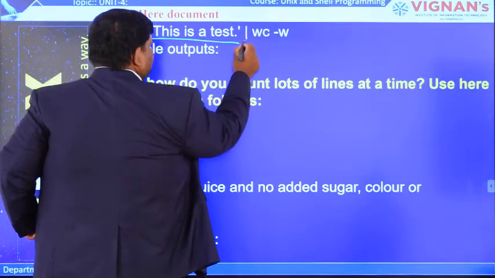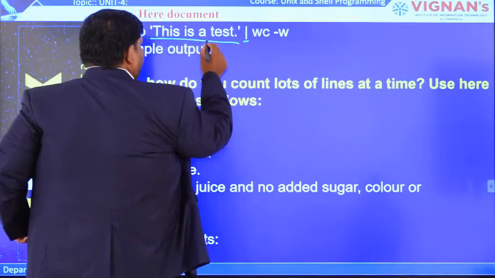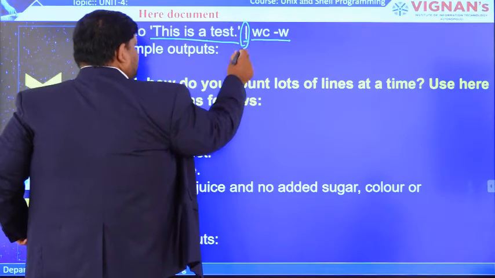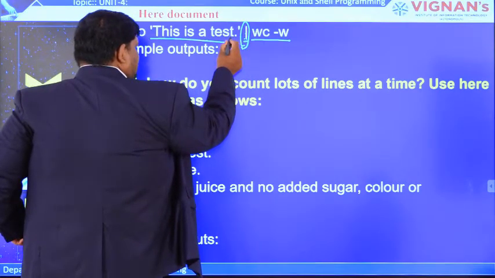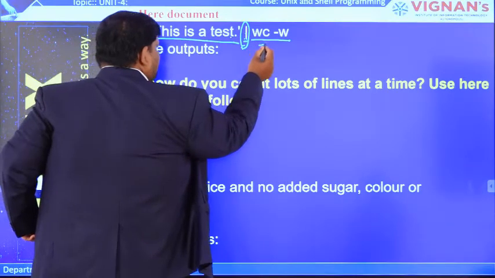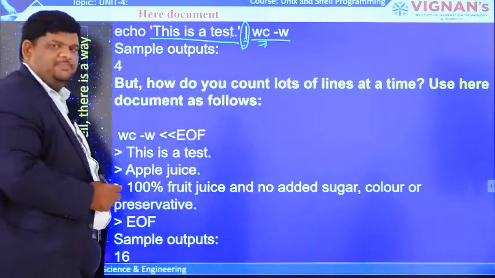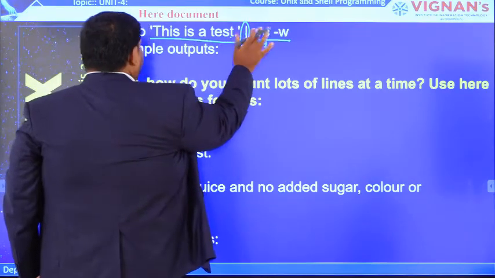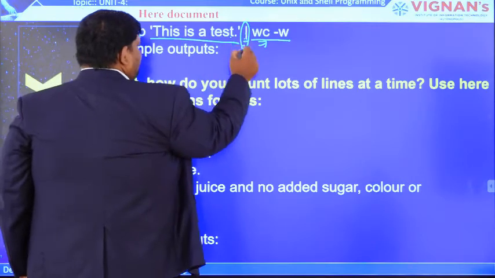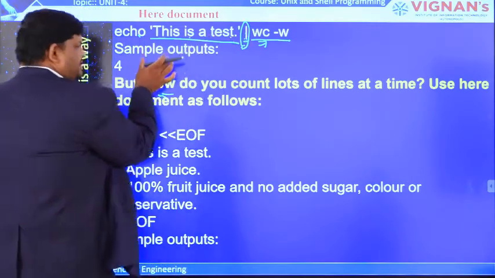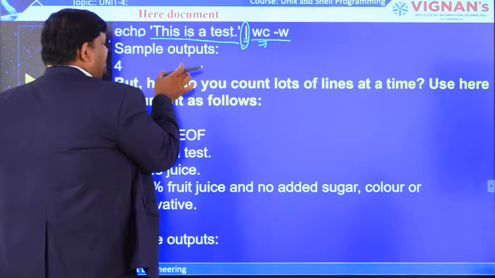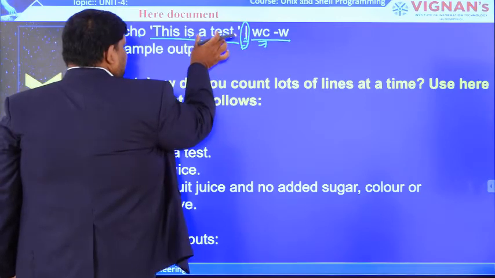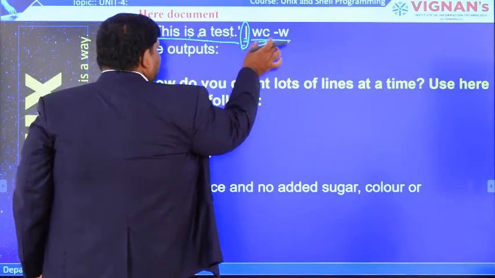We know that this is a pipe symbol. Before the pipe symbol one command is there, after the pipe symbol another command is there. We know the role of the pipe symbol: it takes the output of the previous command and gives it as input to the next command. Now assume there is no pipe symbol and no second command. If you type echo, this is a test, and press enter, the argument will be printed on the screen as it is. But this will not happen because we are providing the pipe symbol. That means the string "this is a test" is given as input to the next command.